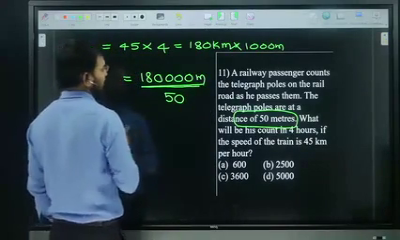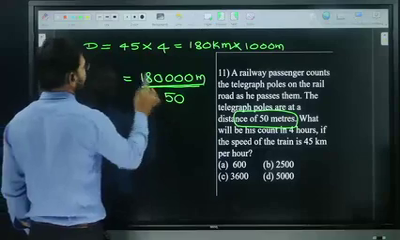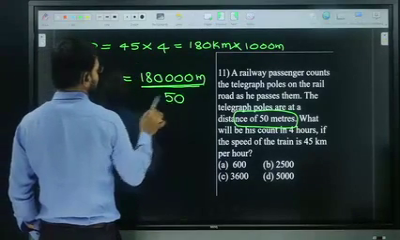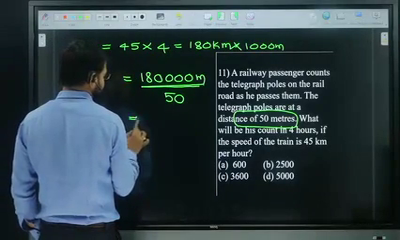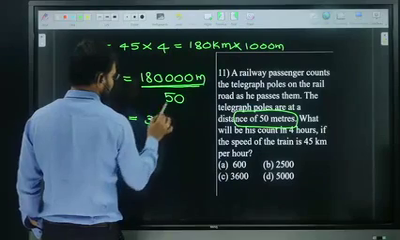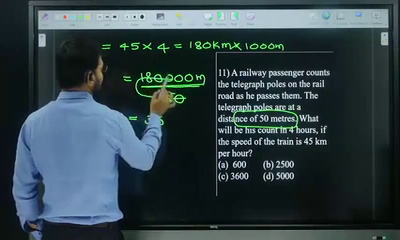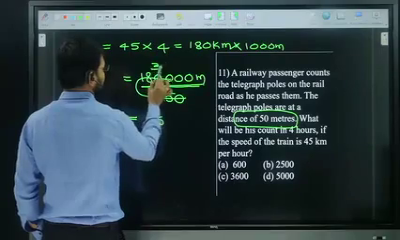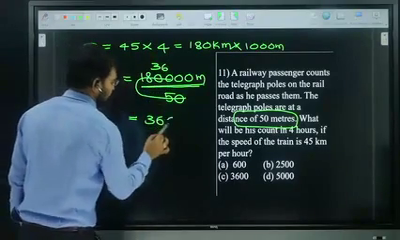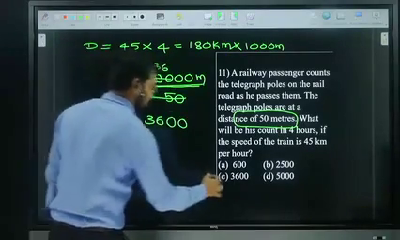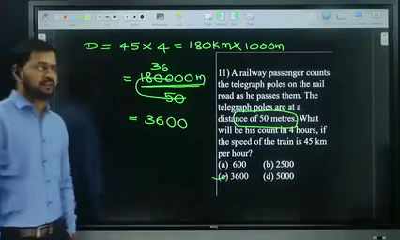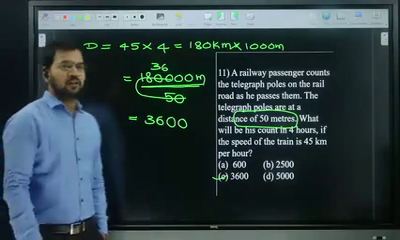For every 50 meters, one pole is there. So 50 how many times in 180? 36 times. So 50 into 36 times is 1800, and 3600. Therefore the count is 3600. All of you clear?